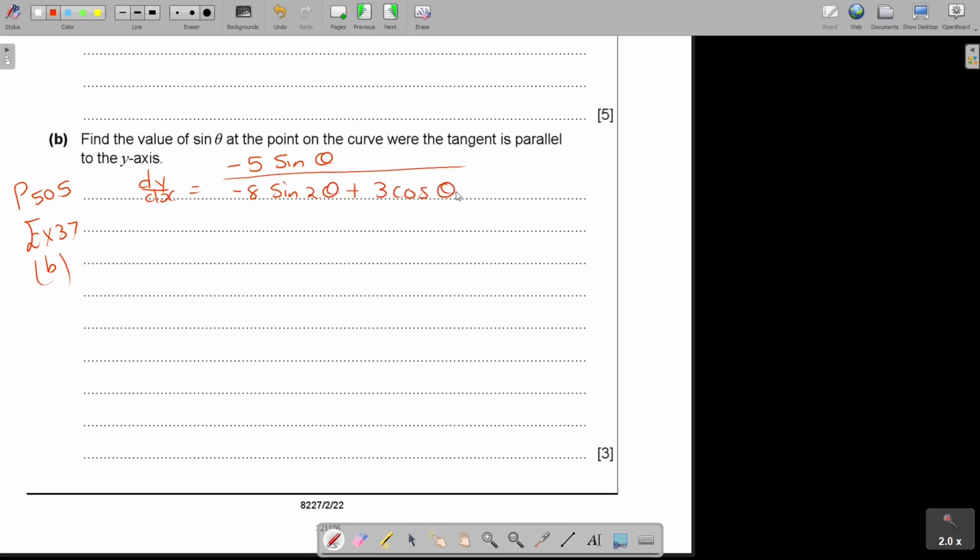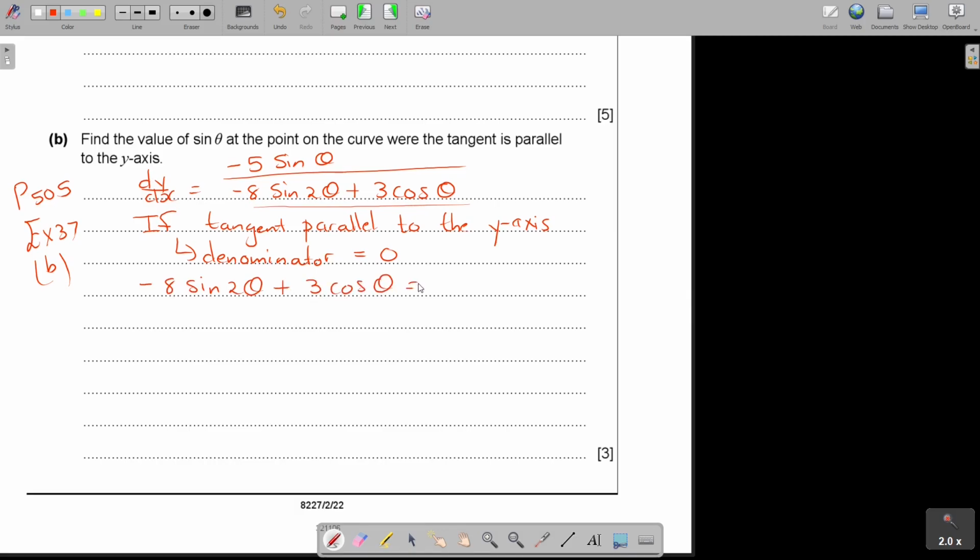Okay, so now the stand in the textbook: if the tangent is parallel to the y-axis, the denominator is equal to 0. So take the denominator and say negative 8 sin 2 theta plus 3 cos theta, and that's 0. Okay, now we just take to one side.